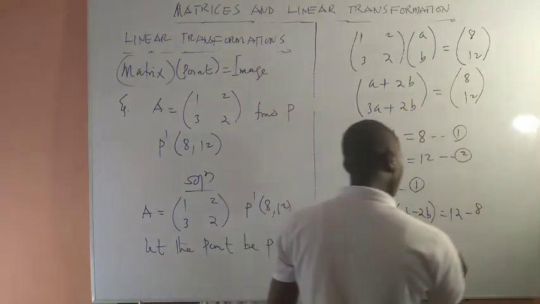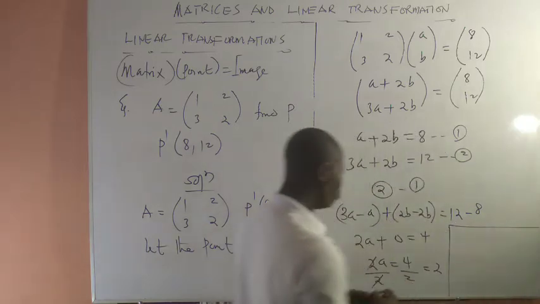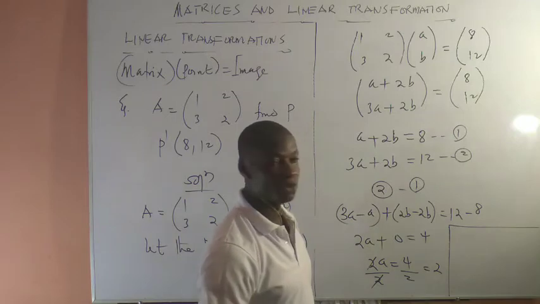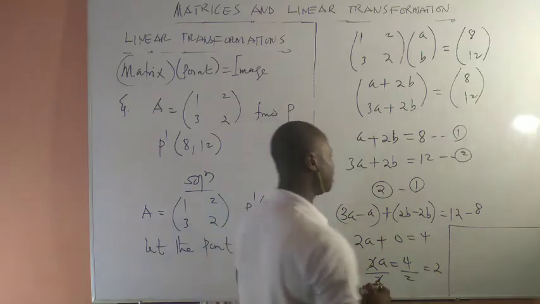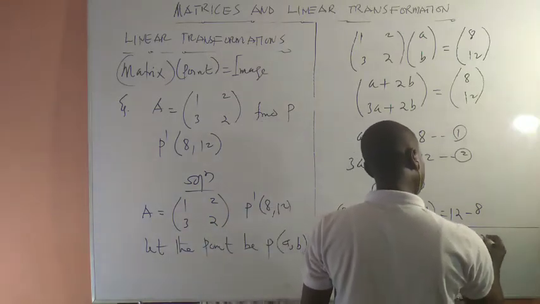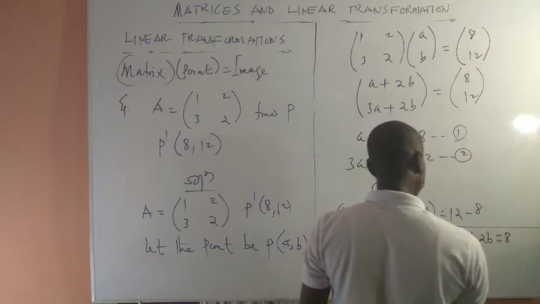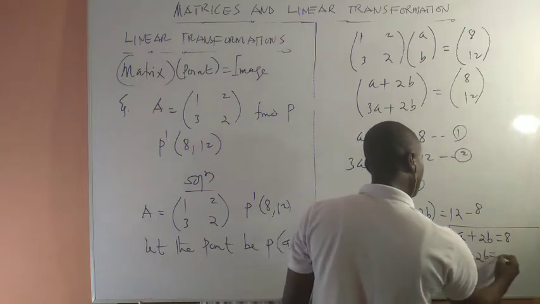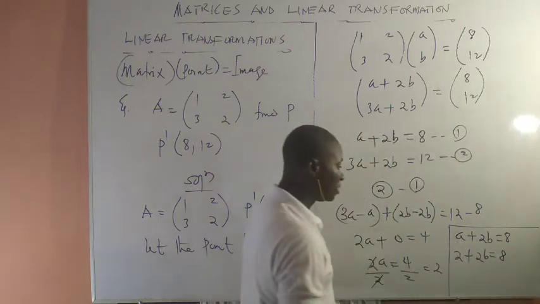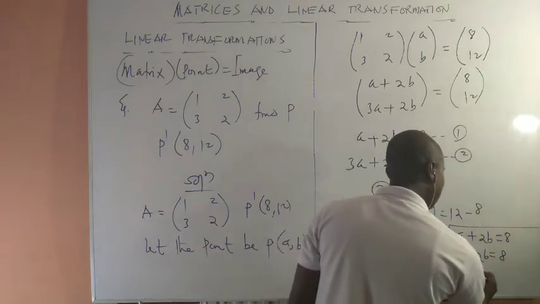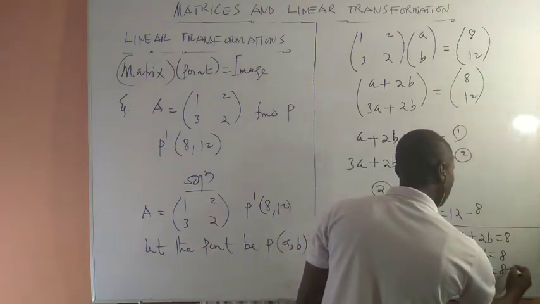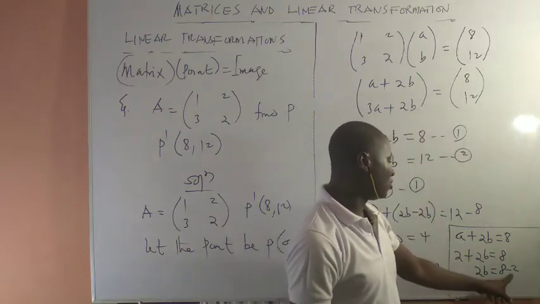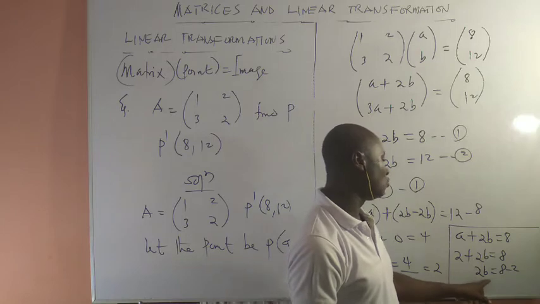Now after finding the value of A to be 2, you can substitute this value in any of the equations and you can get the value of B. Now from equation 1, we have A plus 2B equals 8. Now A is 2, so we have 2 plus 2B equals 8. So grouping the constants on the right hand side, we can say that 2B is equal to 8 minus 2. And 8 minus 2 will give us 6. But because we need to find B, we need to divide through by 2.